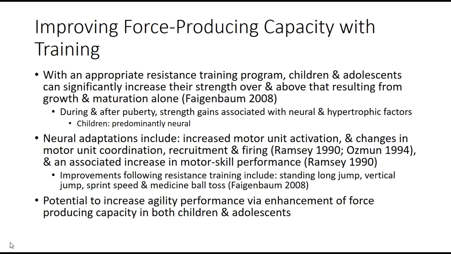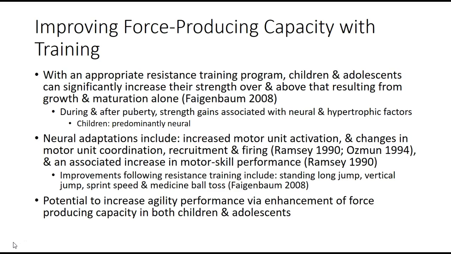He also concluded that during and after puberty, which is something that we've heard in class before, strength gains are associated with not only neural but also hypertrophic factors. With children prior to puberty, any gains that are made are predominantly neural in nature. Neural adaptations would include things like increased motor unit activation, changes in motor unit coordination, as well as recruitment and firing, as well as an associated increase in motor skill performance.